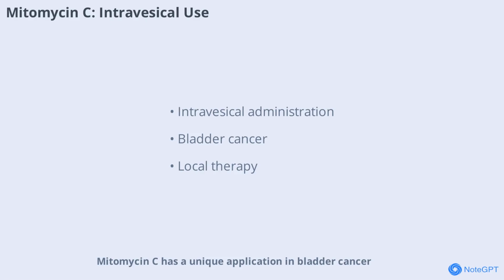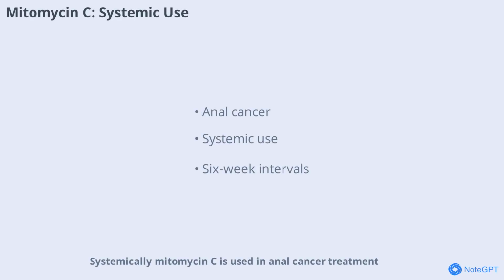Mitomycin C has a unique application in bladder cancer, where it's administered directly into the bladder, intravesical therapy. This local approach targets tumors while minimizing systemic toxicity, making it a valuable option for superficial bladder cancers. Systemically, mitomycin C is used in anal cancer treatment. Its high toxicity means doses are spaced out, typically every 6 weeks, to allow the body time to recover. This careful scheduling helps balance effectiveness with safety.